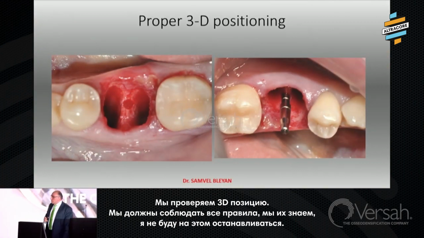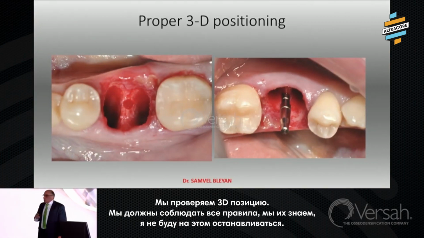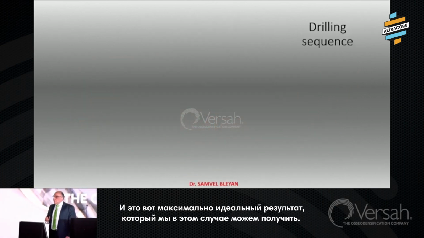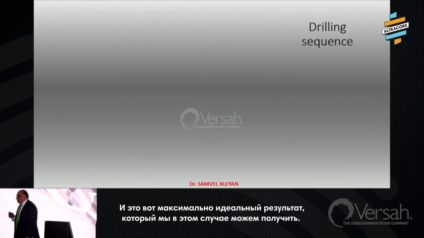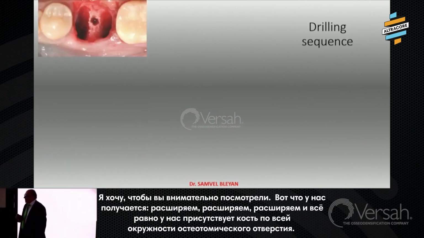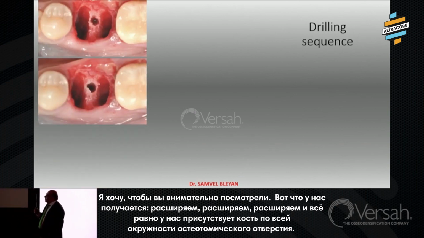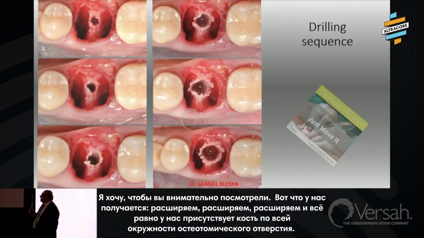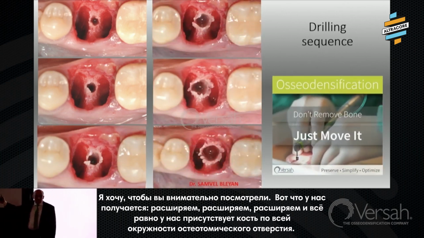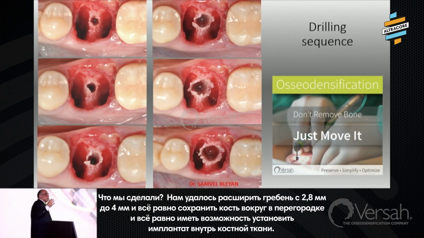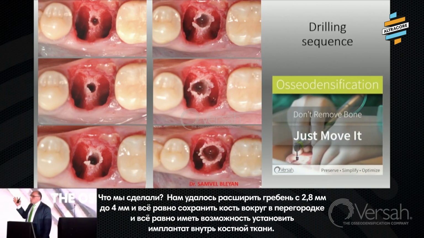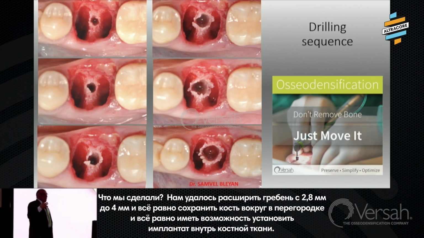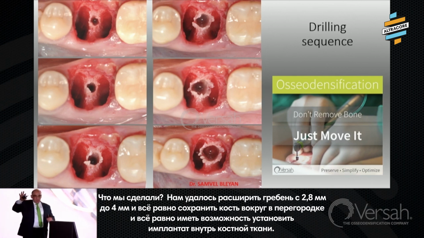Okay, we check out our 3D position. We have to be sure that we keep all the rules. I don't want to mention it, you already know. And this is the most fabulous result which we got. I want you to be very careful with that and very attentive. Boom, boom, boom. Wider, wider, wider, and we still have the bone around it. So what we did, from 1.8 or 1.5 millimeter, we go to 4.0 millimeter. And still keep the bone around our septum. And we are ready to place the implant inside the bone, not in the air.